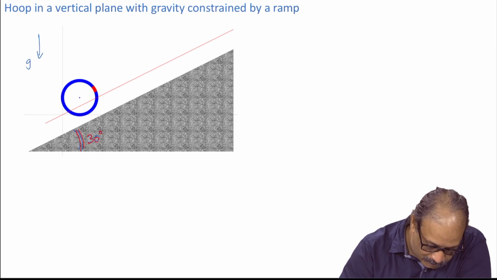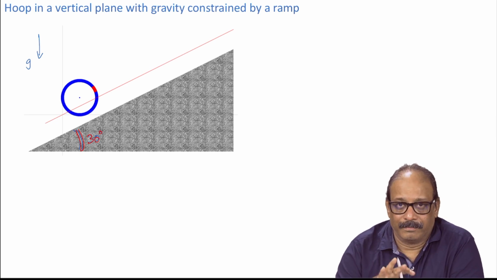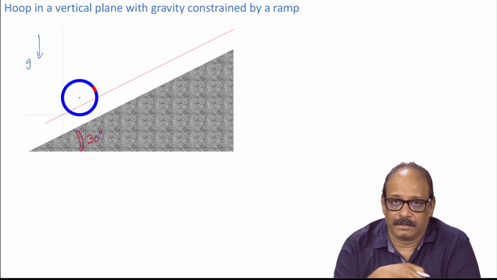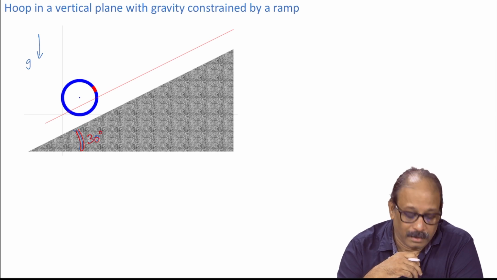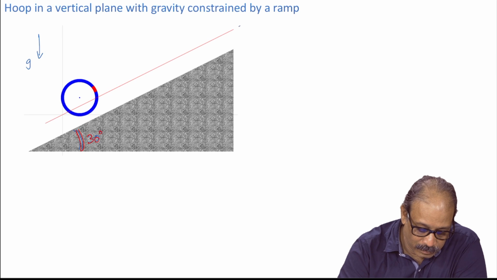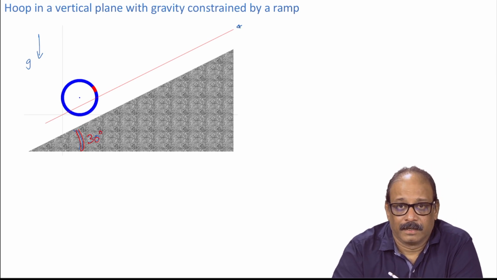30 degrees. So, this angle is 30 degrees. What happens here? The hoop cannot go below the ramp. And we will of course assume that the ramp extends to infinity, which means the center of that hoop cannot go below this red line here, and that is the constraint.